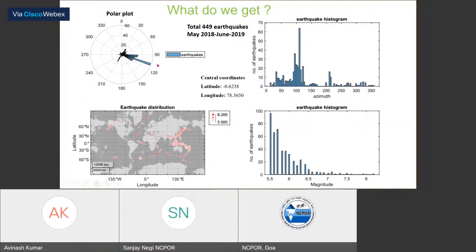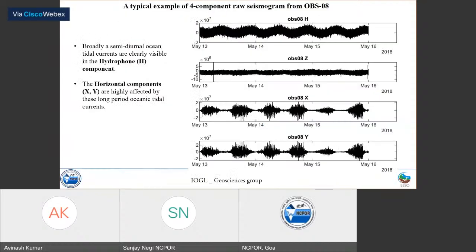So here in the first plot, all these earthquakes, a total of 449 earthquakes, have been recorded during the month of May to June 2019. In the next slide, I would like to explain what four-component seismogram data looks like. In one of the stations, OBS 8, this is the hydrophone data, which also shows the semi-diurnal ocean tidal currents, which are quite visible in the hydrophone data.